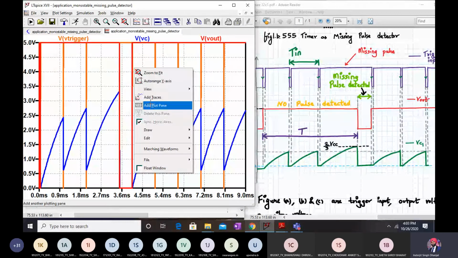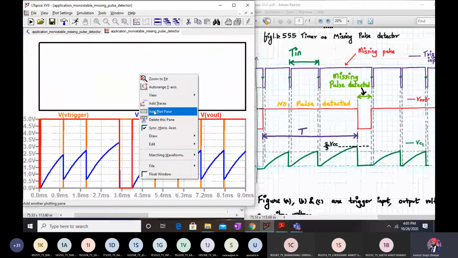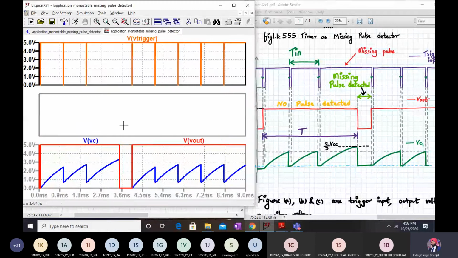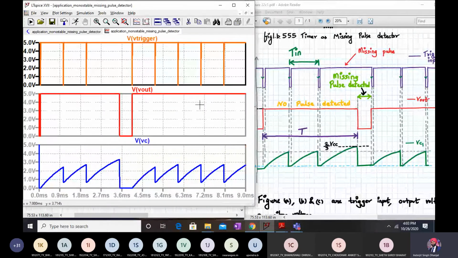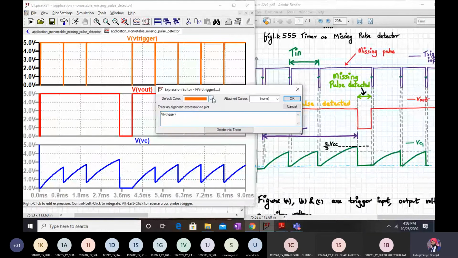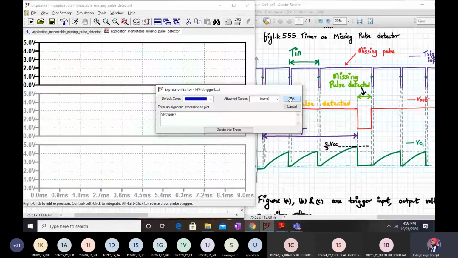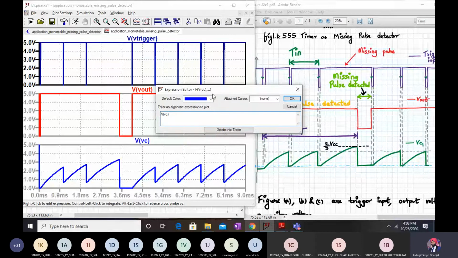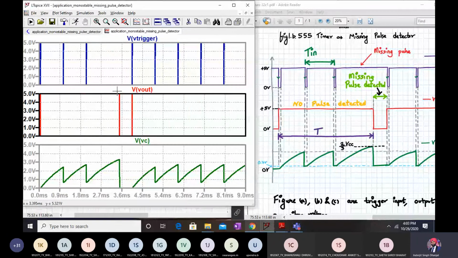Let me take three plain plots. First, I will plot the trigger input. Next, the capacitor voltage, which will be red in color. Let me make this blue, and make the output a green color. As you can see, the waveforms on your right-hand side and the left-hand side are one and the same. So this third pulse has been missed.